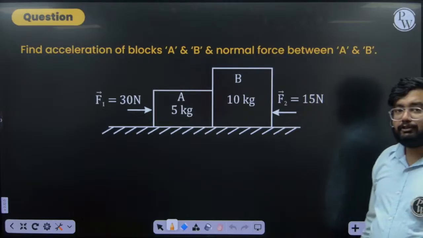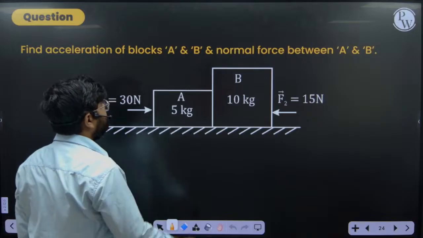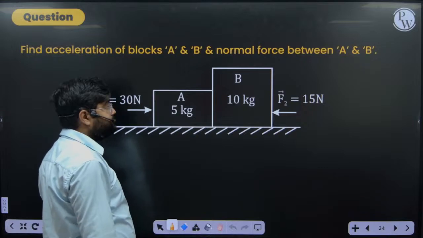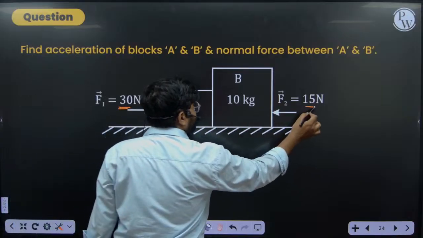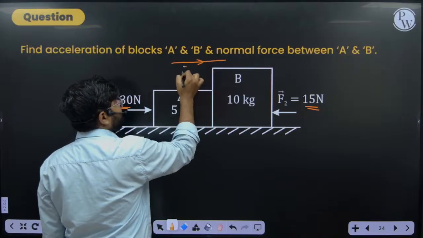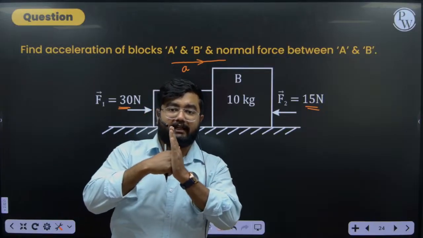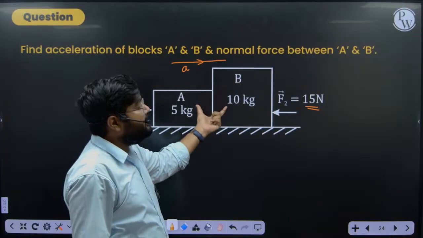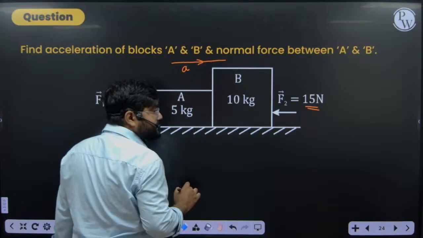Let us try to solve this question. We have to find the accelerations of both the blocks A and B and the normal reaction between A and B. This is 30 and this is 15. Obviously 30 is bigger than 15, hence their acceleration will be towards the right. Both of them will remain in contact and move with the same acceleration. So accelerations of A and B are going to be the same. We have to find this acceleration.